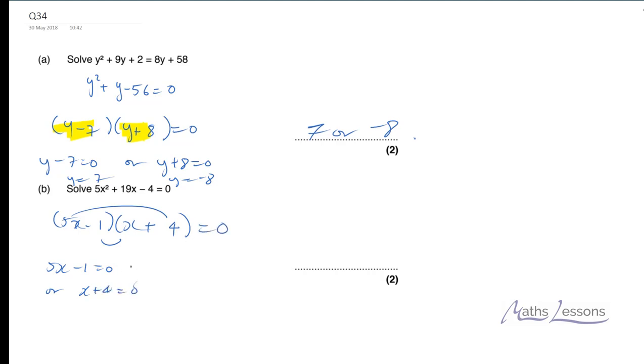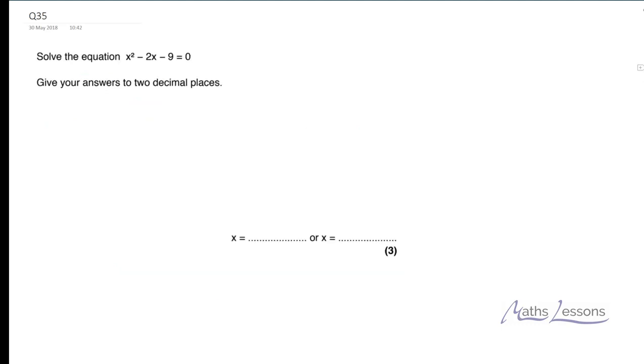So therefore 5x minus 1 equals 0, or x plus 4 equals 0, because this all equals 0. So if we solve this one, we add 1, divide by 5, x is 1/5, or solve this one, x is going to equal minus 4.